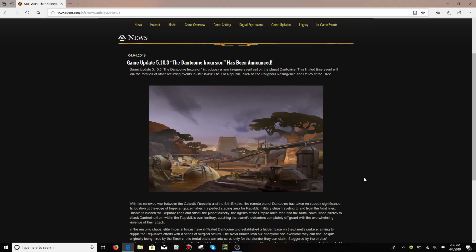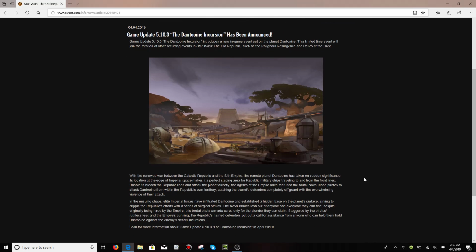The developers over at Star Wars The Old Republic have officially confirmed it today, basically stating that the Dantooine Incursion is going to be the next upcoming brand new in-game event. Now, this is actually something really interesting. It's going to be a brand new daily area, I believe. So let's jump on in and read more information about this. Unfortunately, we don't have too much information, so I do apologize for that. But there's really nothing we can do at this point.